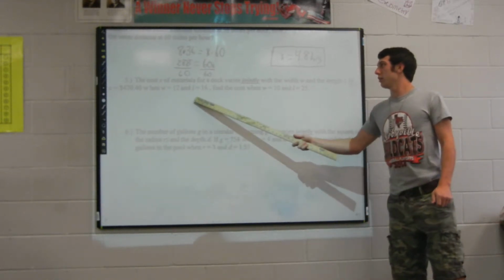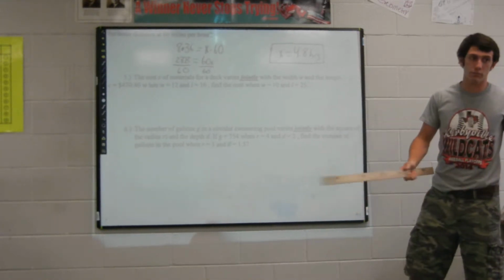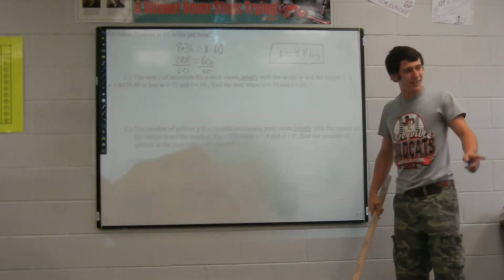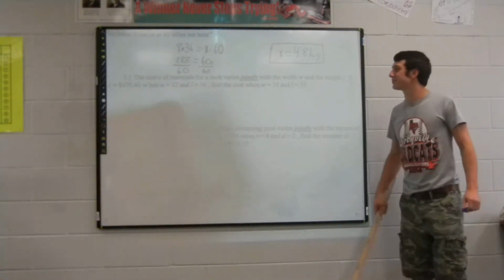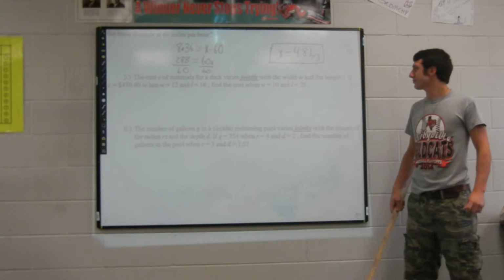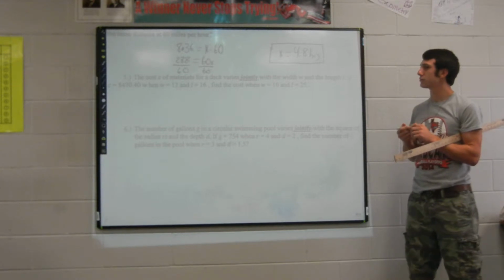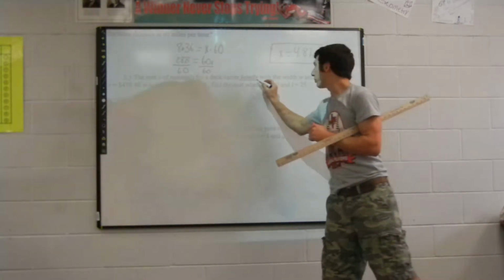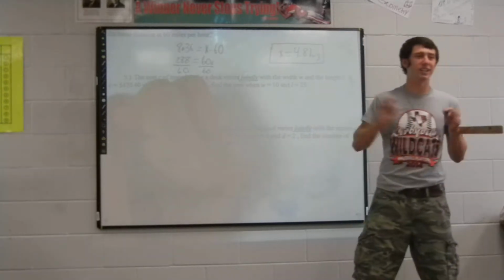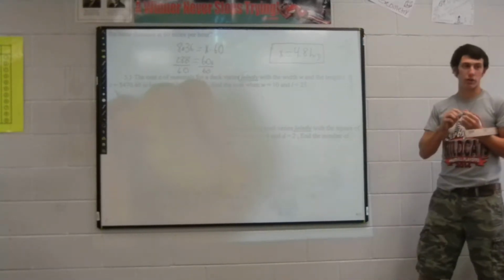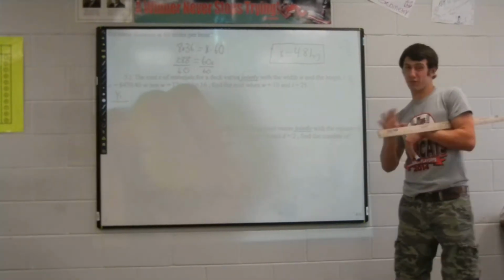Alright. Anybody like to read number 5 for us? The cost of material C for a deck varies jointly with the width W and the length L. If C equals $470.40 when W equals 12 and L equals 16, find the cost when W equals 10 and L equals 25. Must pay attention. Jointly. Completely different formula. Same variables, but different in a way.